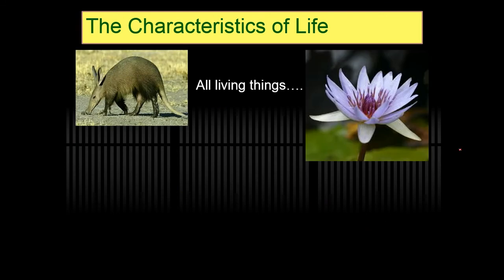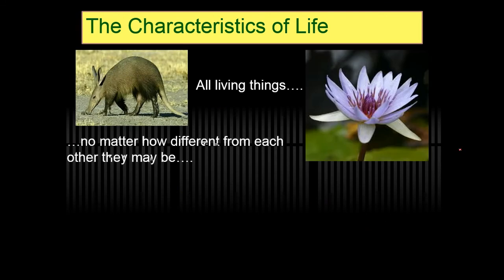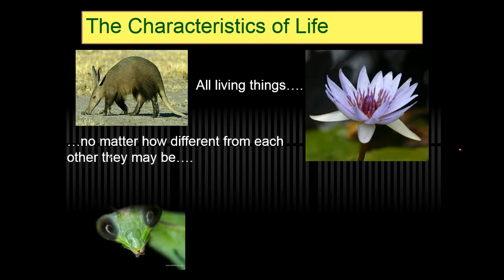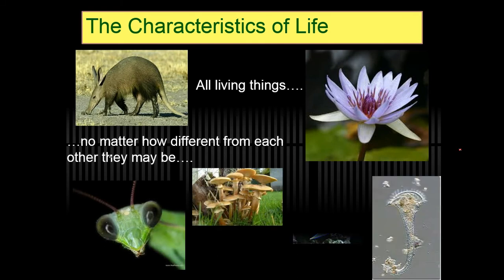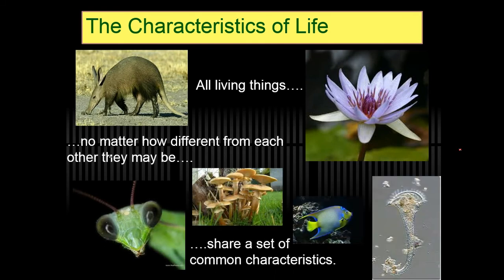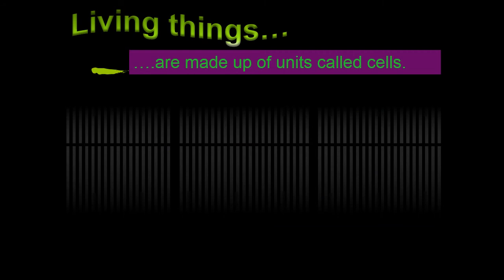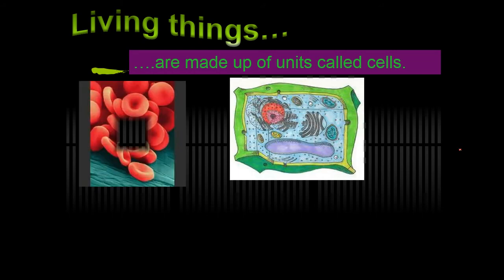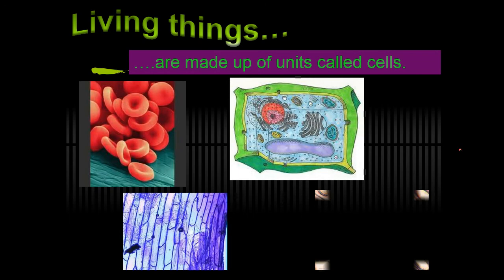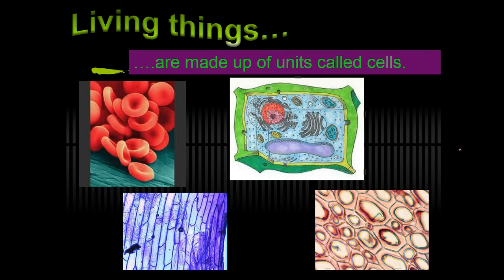All living things, no matter how different they might be from each other, share some common characteristics. These are things that are true for anything that's alive, no matter what it is. One of those characteristics, and the most basic, is that a living thing is made up of units called cells. All of these pictures are examples of cells.